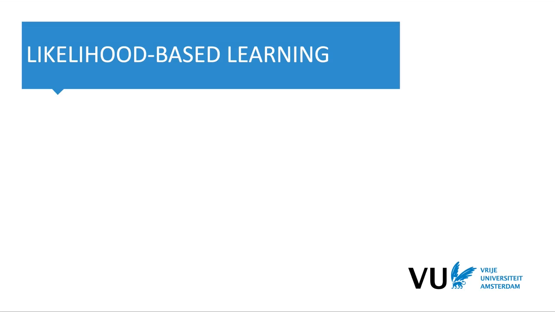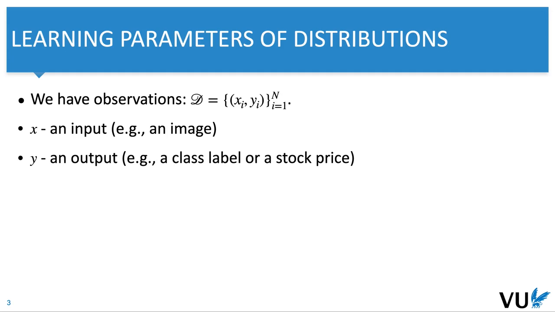Before we start, we need to remember what the objective function is, because in the end, the objective function is what we optimize. And here we focus on likelihood-based learning. What does it mean? It means that we have observations as a pair of two quantities: an input, for instance an image, X, and Y, an output, a class label or a stock price or whatever.